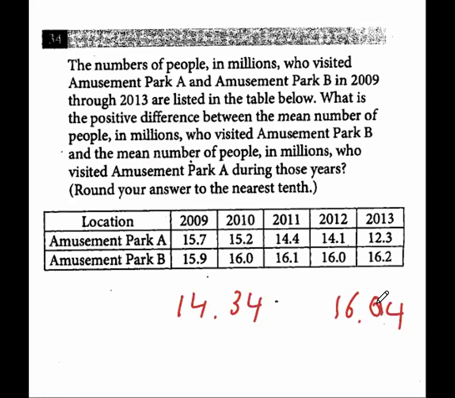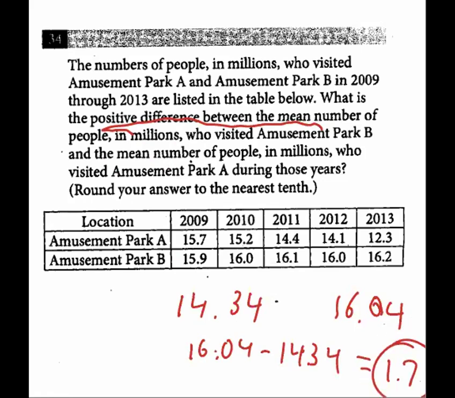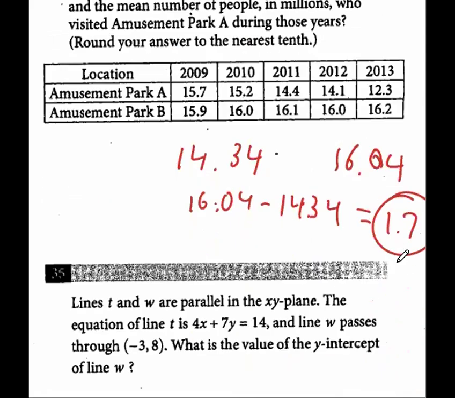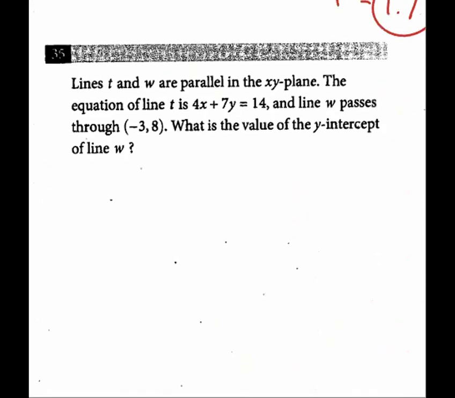Now we just have to find the positive difference between the two. So that would just mean 16.04 minus 14.34, which is equal to 1.7. So the correct answer is 1.7. Okay, question 35.